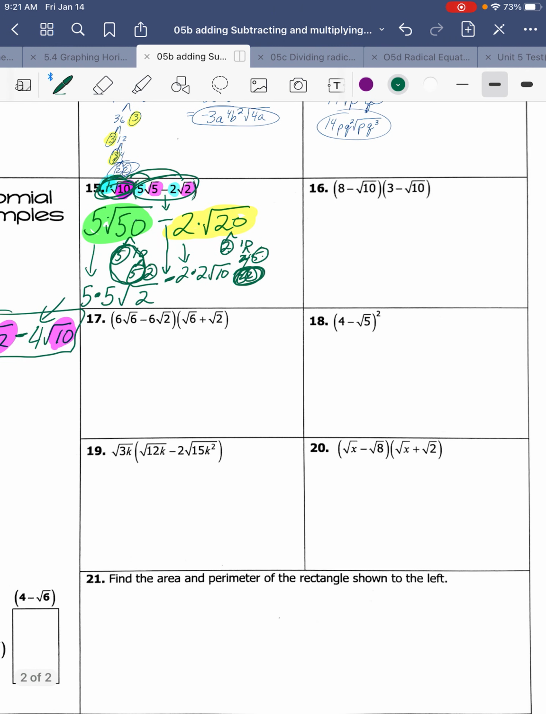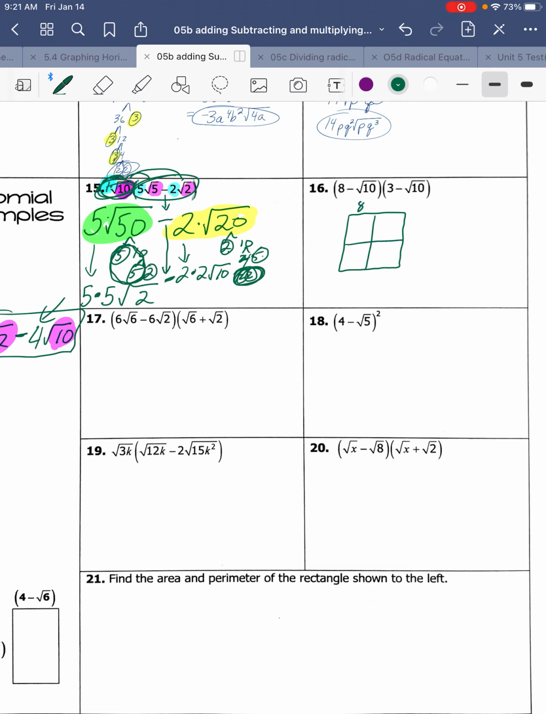All right, let's take a look at number 16. So here we actually have a binomial times a binomial. You can do 8 times 3, 8 times negative square root of 10, or square root of 10 times 3, negative square root of 10 times negative square root of 10. You can do it like that, and some of you may have learned that way with the FOIL. But then there's also like a little bit more of an organizer for multiplying it out.